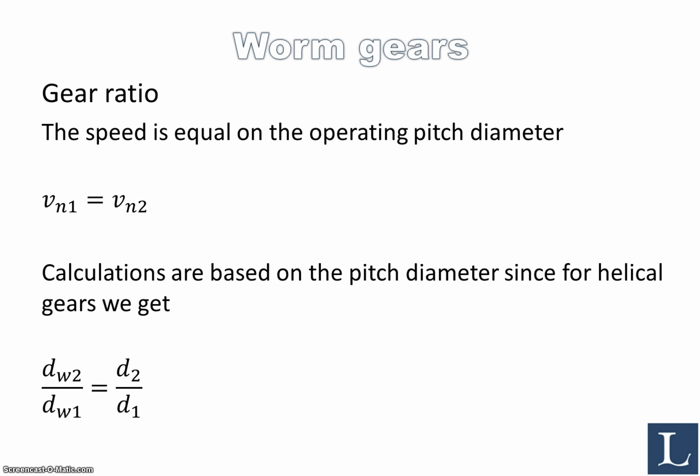For the gear ratio, the speed on the pitch diameter would be equal for both gears, obviously, since they are meshing and interacting with each other. You will have the same speed on the pitch diameter, so Vn1 would be equal to Vn2. Then we base our calculations on the pitch diameter, and for helical gears you can find the expression dw2 over dw1 equals d2 over d1. So we can then use the pitch diameter for these calculations.